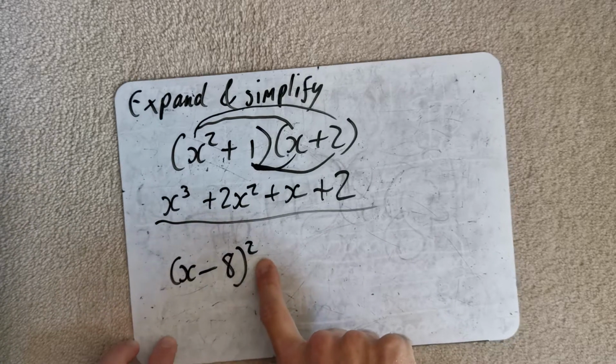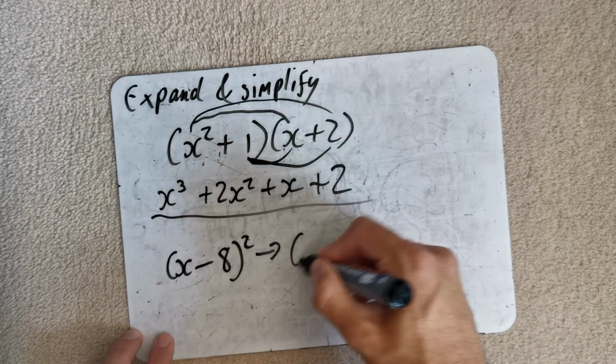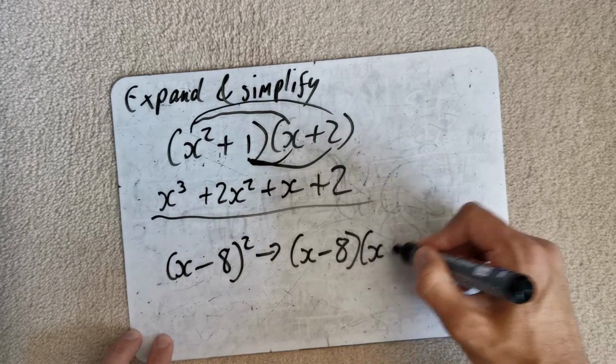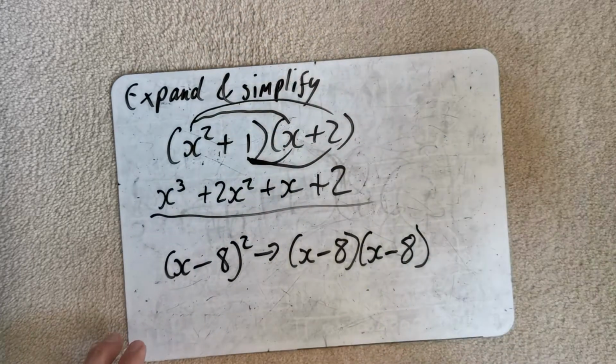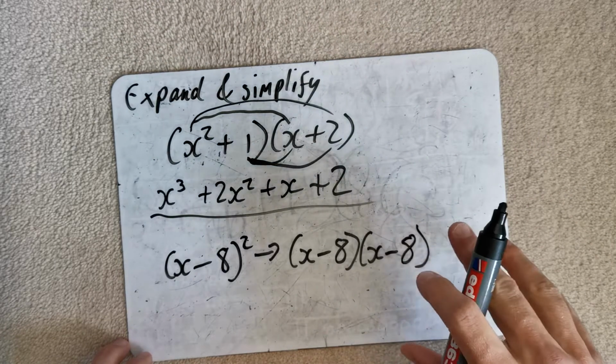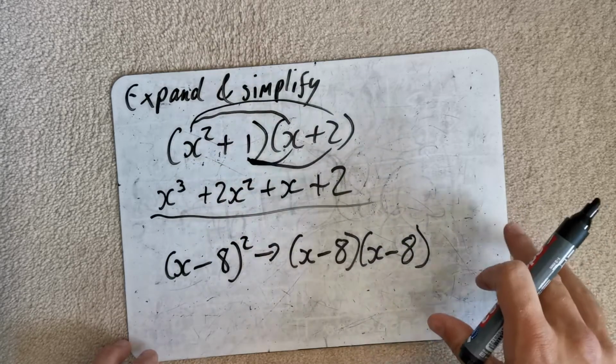Slow things down. Remember, this squared means times by itself. So let's write it in a different way. Let's write it as x minus 8 times by itself, x minus 8. Okay? Do this step. Make sure that you don't make that mistake.